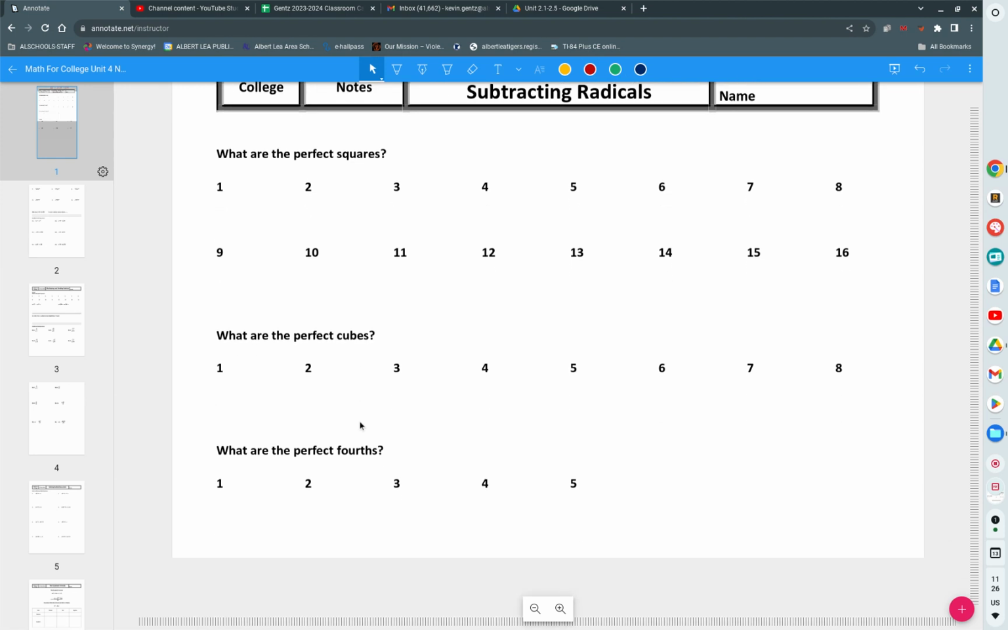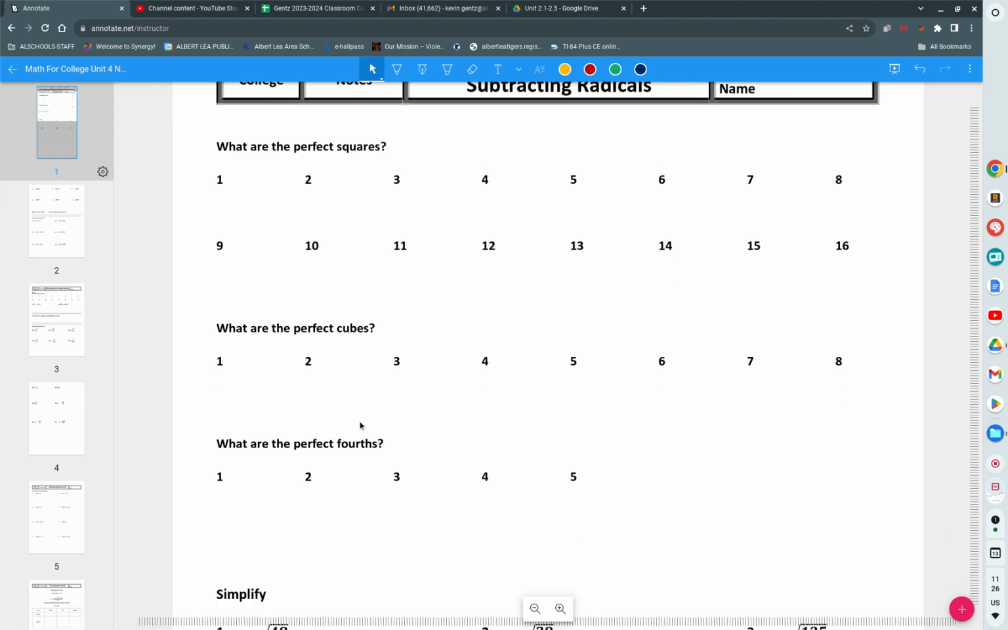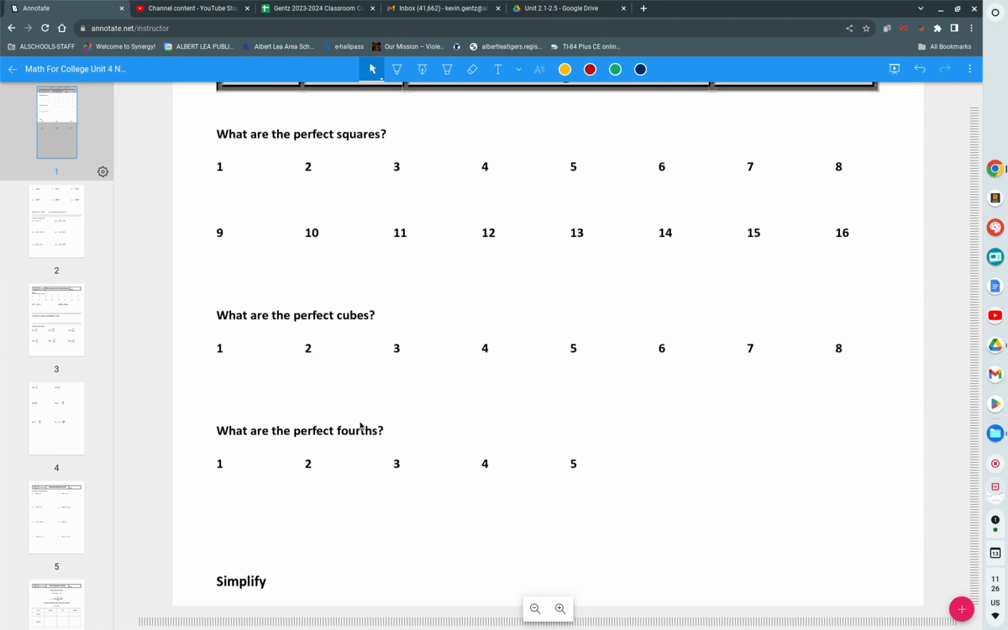First, we need to focus on what the perfect squares are. Okay, you're going to get the list of perfect squares and cubes and fourths on the test, but let's list them off. 1 squared is obviously 1, and 2 squared is 4. 3 squared, 9. 4 squared, 16. 5 squared, 25. 6 squared, 36. 7 squared, 49. 8 squared, 64. 9 squared, 81. 10 squared, 100. How about 11 squared? 121. 144.